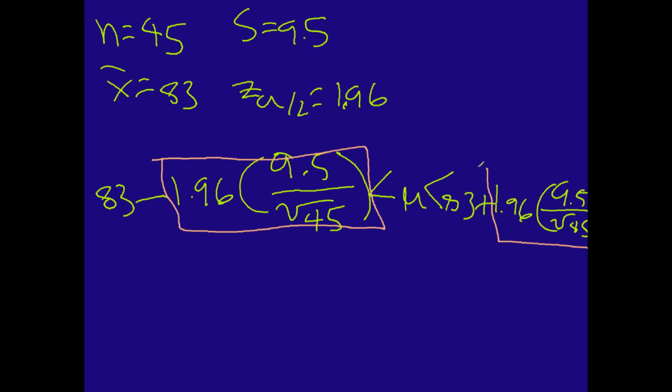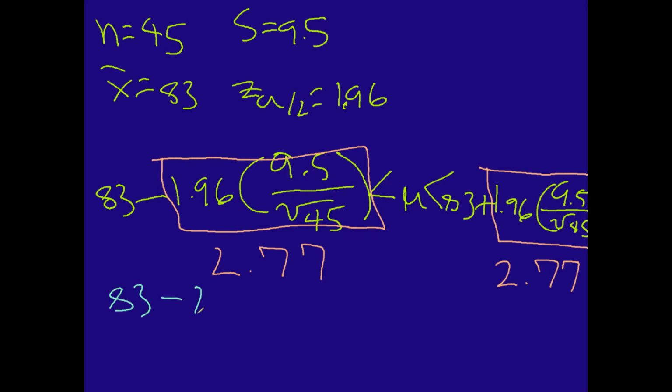You will get a value of 2.77. So this value right here is going to be 2.77. You can verify that. So if we had to get the actual answer now, it would be 83 minus 2.77 for mu, and then 83 plus 2.77, like so.